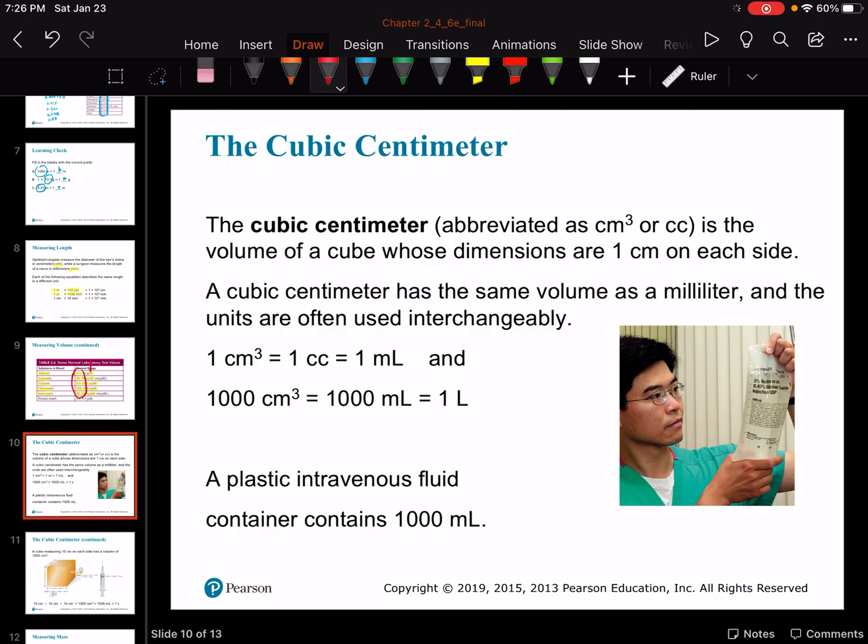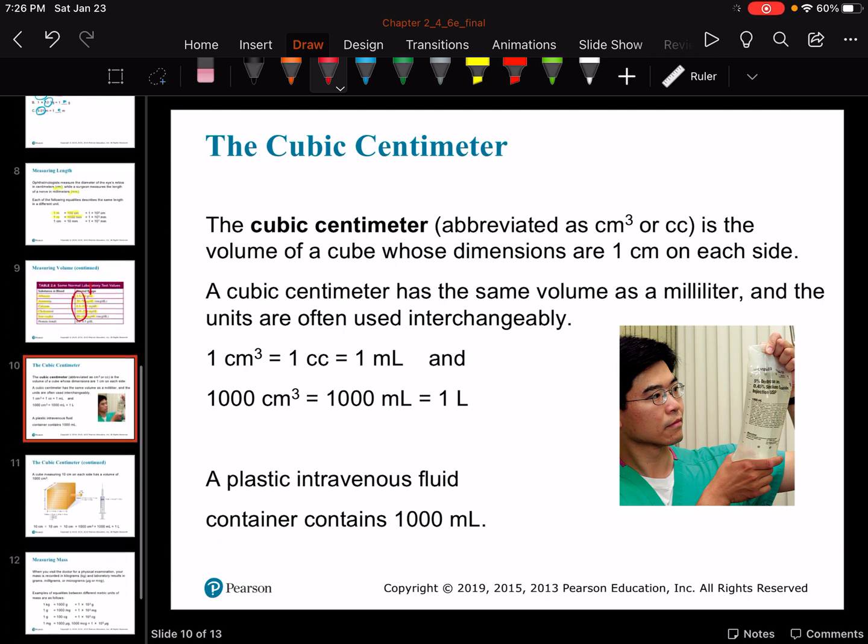Okay, so let's talk about now, this is a common one which I think is going to be useful to you, the cubic centimeter, abbreviated as cc. It's the volume of a cube whose dimensions are 1 centimeter on each side, of course, because it's a cubic centimeter, right? Now, a cubic centimeter is the same volume as a milliliter.